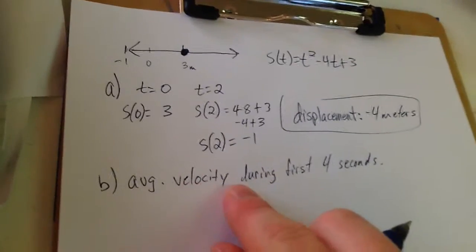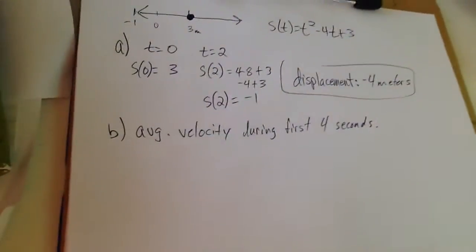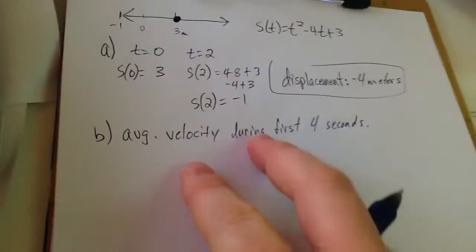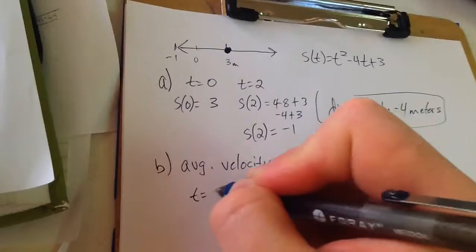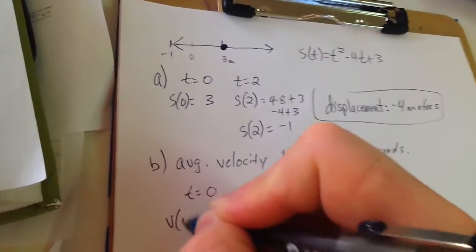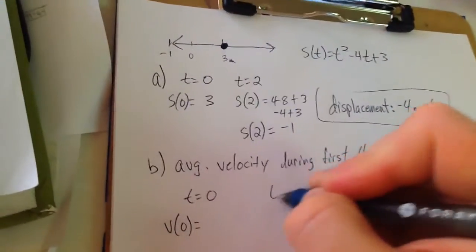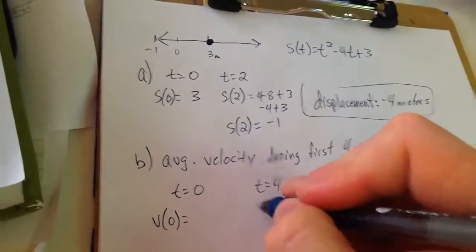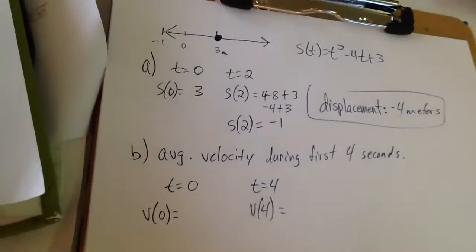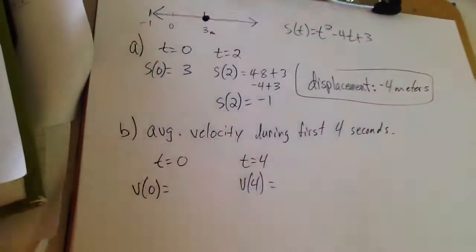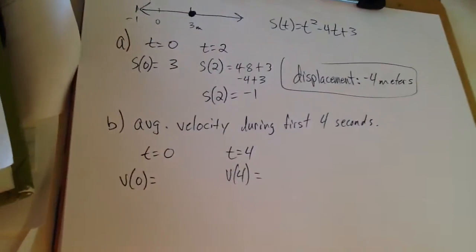Again, it's average velocity, so that's just change in velocity over change in time. So during the first 4 seconds, we need to find the velocity at 0 seconds. At t equals 0, what's the velocity? At t equals 4, what's the velocity? And then we'll do change in velocity over change in time. That gives us our average velocity.